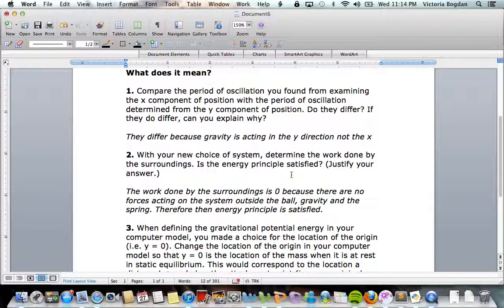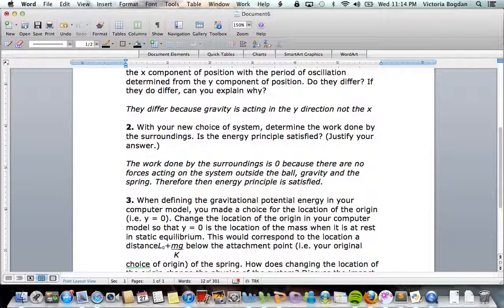And with your new choice of system, determine the work done by the surroundings. Is the energy principle satisfied? Yes, it is, because the work done by the surroundings is 0. There are no other forces acting on the system outside of gravity, the ball, and the spring.